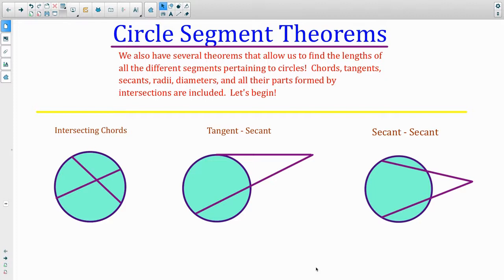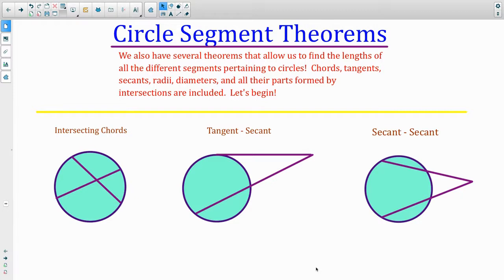Circle segment theorems. We also have several theorems that allow us to find the lengths of all the different segments pertaining to circles. Chords, tangents, secants, radii, diameters, and all their parts formed by intersections are included here. Let us begin. During the next few videos and lessons, we're going to be talking about three major problems. Ones that involve intersecting chords, ones that involve tangents and secants, and ones that involve secants.